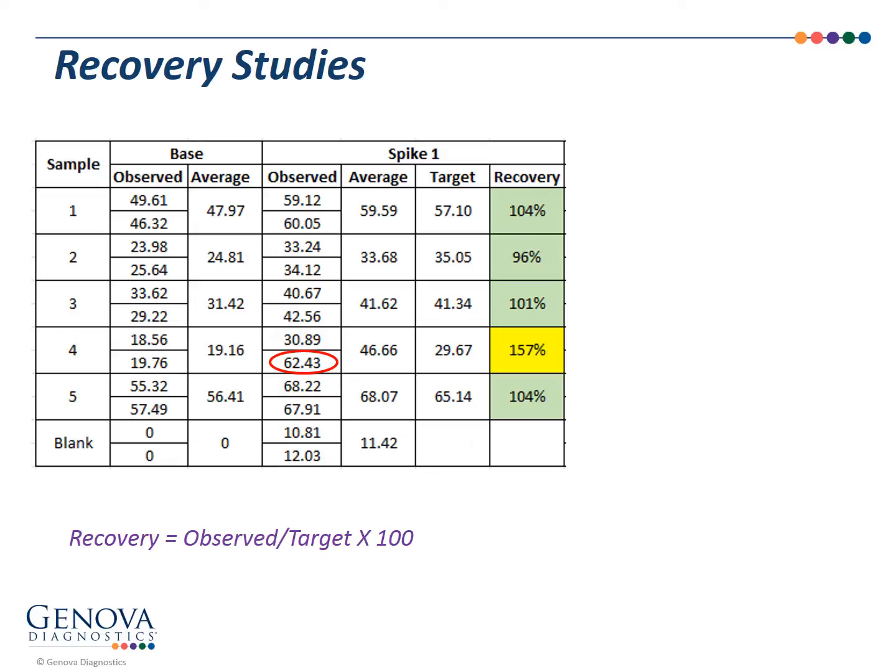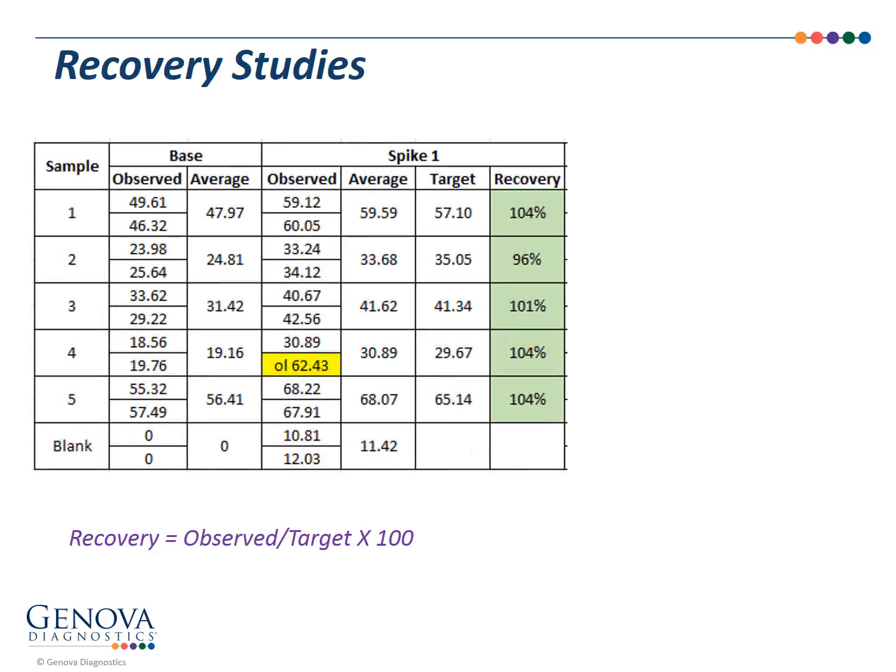So you can see in this situation, we had something funny going on with sample 4, the second observation. It's 62.43, which is more than twice what we were expecting. So in this case, I would probably say that's most likely an outlier. And so then if we drop it out, our recovery goes to 104.